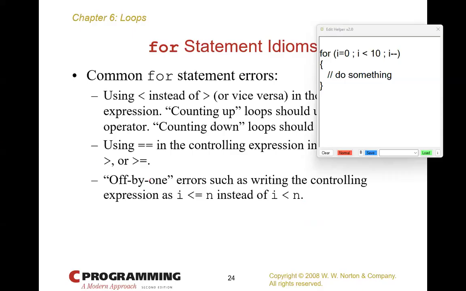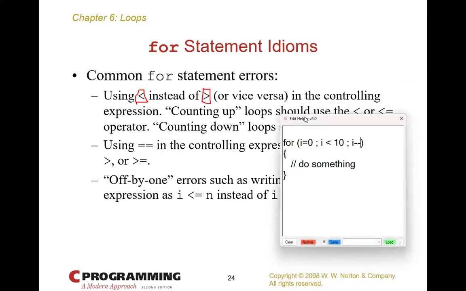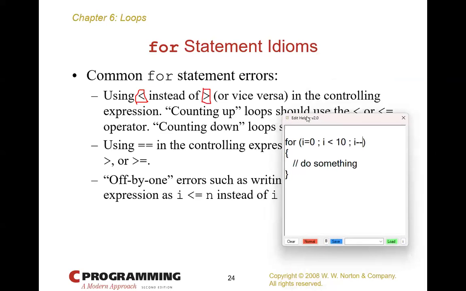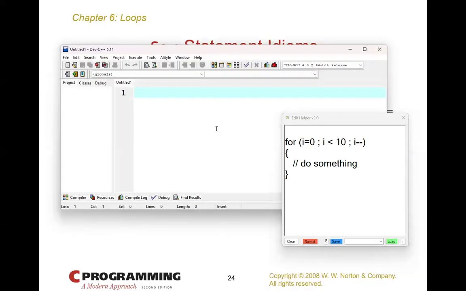A common for statement error: there are times that students make a mistake and use less than instead of greater than. If you use less instead of greater, you most probably will have an infinite loop, because the value that you reduce keeps increasing while the stopping condition expects a reduction. Let's try something like that.